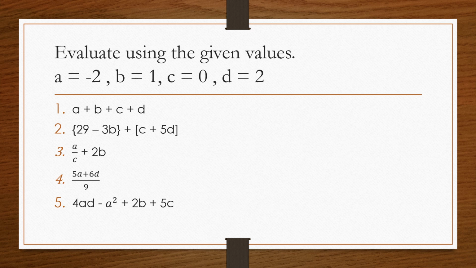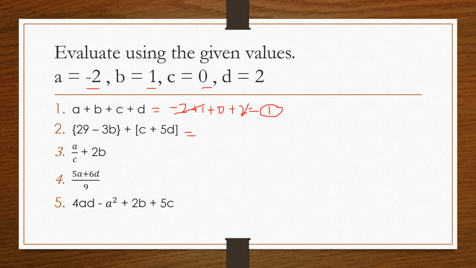Next. Evaluate using the given values. A is equal to negative 2, B is 1, C is equal to 0, and D is equal to 2. Alright, so what are you going to do with this? We need to substitute all the values of the letters. So we have negative 2 plus 1 plus 0 plus 2. Okay, so negative 2 and then 2. Then 1 plus 0 is equal to 1. Okay, ganun lang kadali. Huwag nyo pahirapan sarili nyo.